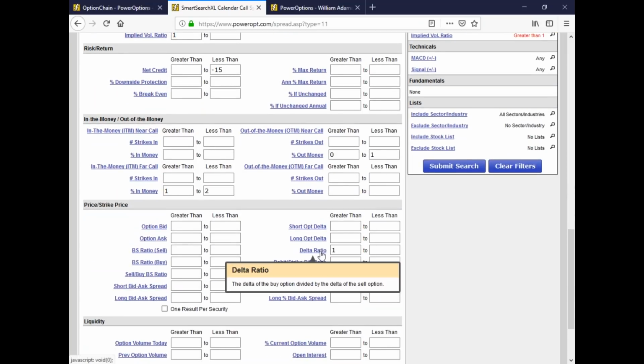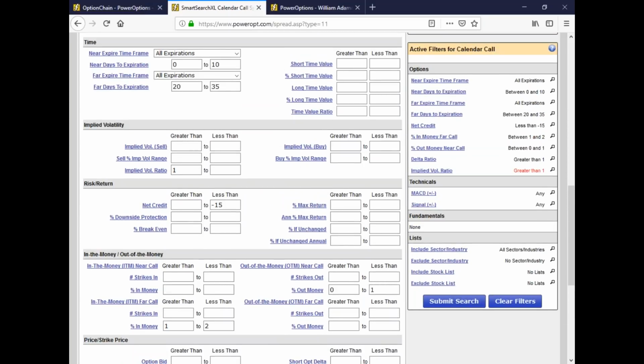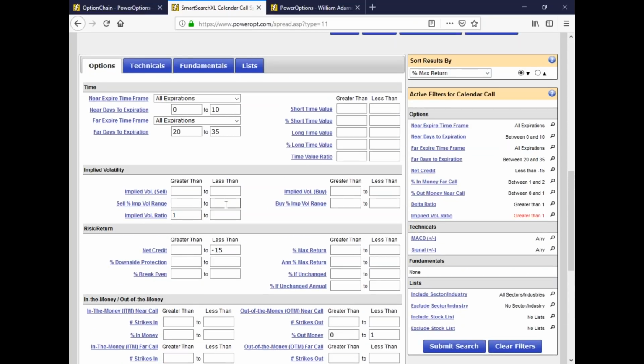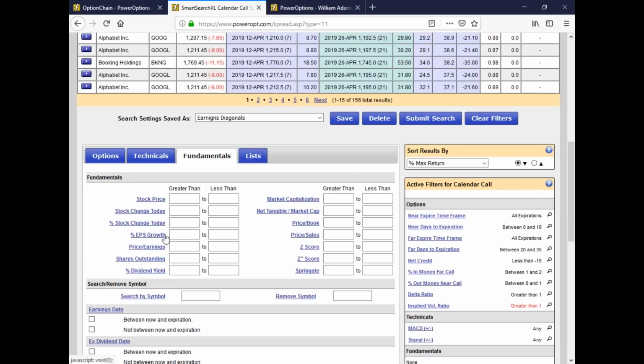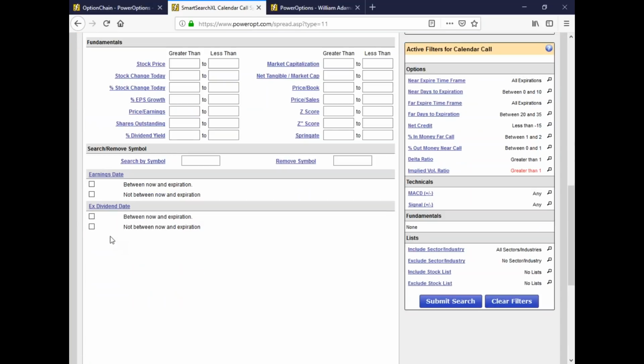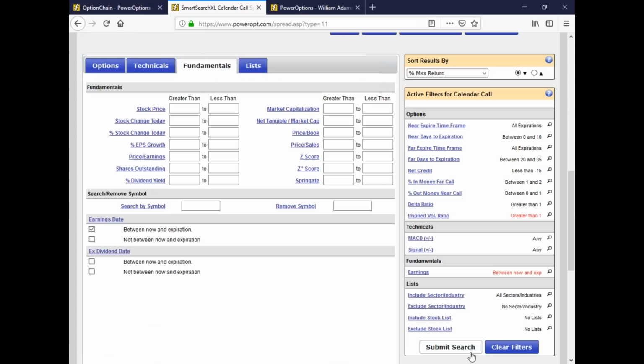I'll look for that, as well as different things like delta ratio, and potentially the implied volatility range as well for my diagonals. Okay, so what I was going to try to show you real quick. I'm going to keep everything here for this default search and see if anything has an earnings date between now and the short expiration.